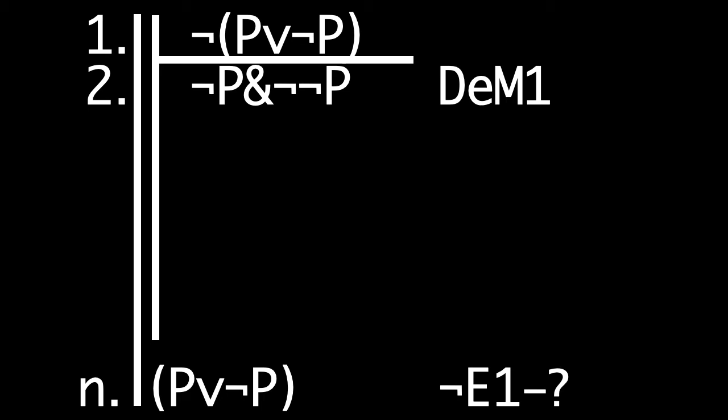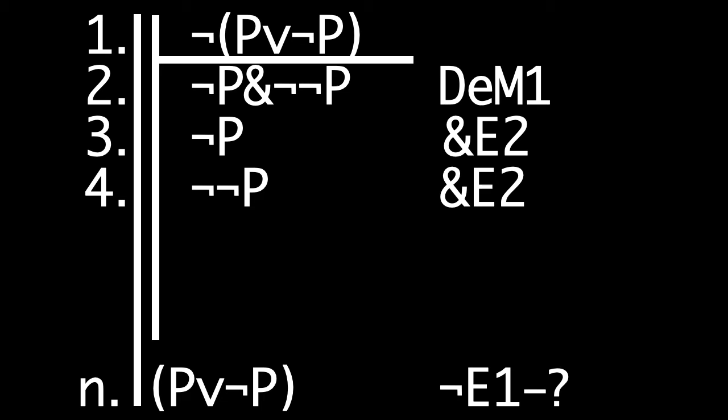You may want to look at De Morgan as it's written on the reference sheet and compare it to the version we're using on line 2 until you're satisfied that this is a legitimate application of the rule. But De Morgan allows us to take what's not very useful, this negated disjunction on line 1, and turn it into a conjunction. A conjunction is something we can use more readily because we can use conjunction elimination on line 2. That lets us write down not P by and elimination on line 2. It also lets us write down not not P by and elimination on 2.